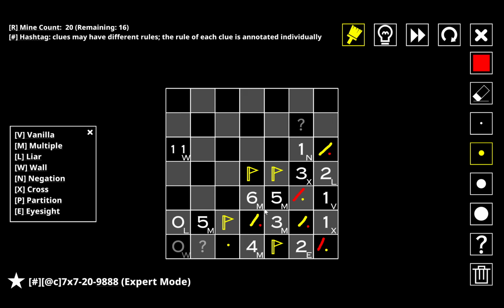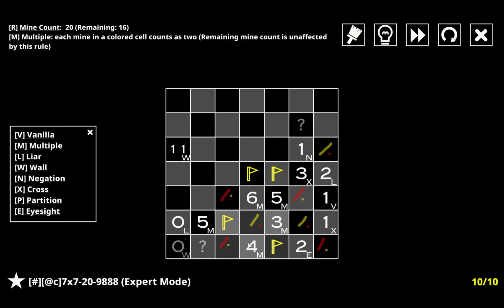Alright. Now we can consider what each of these cases does for this 6 multiple clue. We only know that it only needs 1 more yellow cell, so there we go. And we can see that in the red case we've run into a contradiction with this 5 multiple, where it would have to have its last 2 cells over there. That breaks this 0 liar. So we instead know both of these must be filled in.